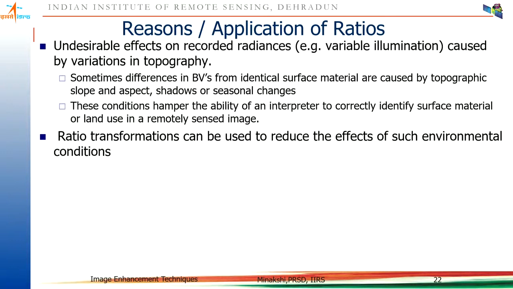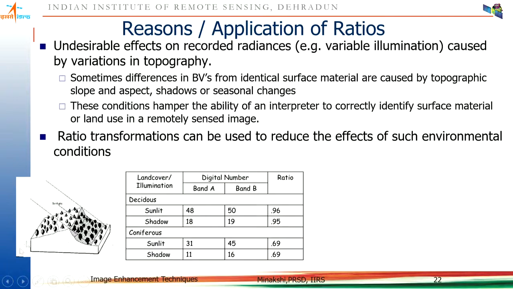reduce the effect of variable illumination, differential illumination. Due to different topography, you have different illumination conditions, which will hamper your ability to correctly identify similar surface materials on the two sides of the differential topography. How? Let's see with an example.